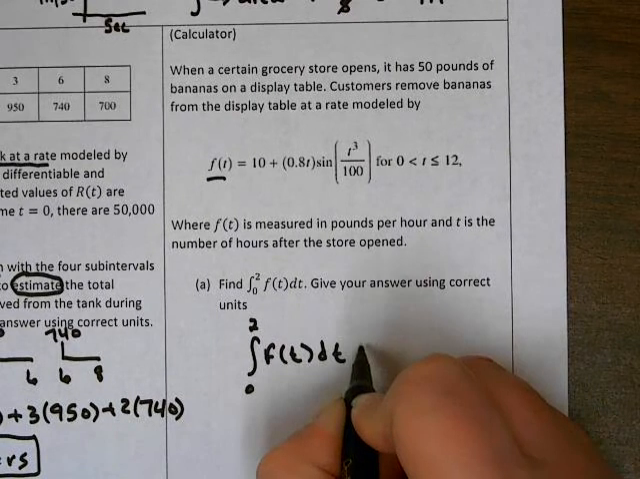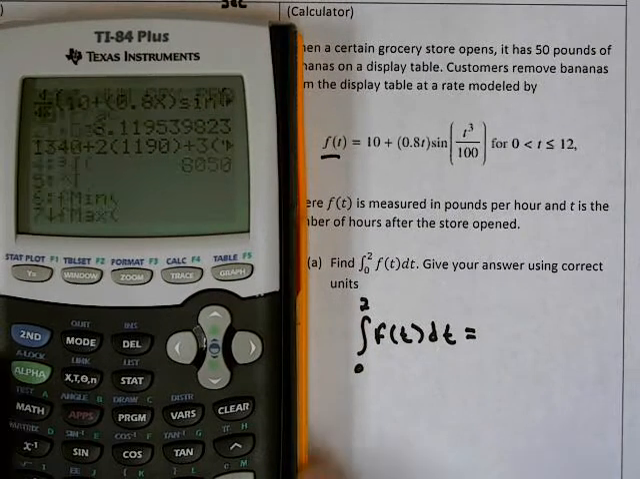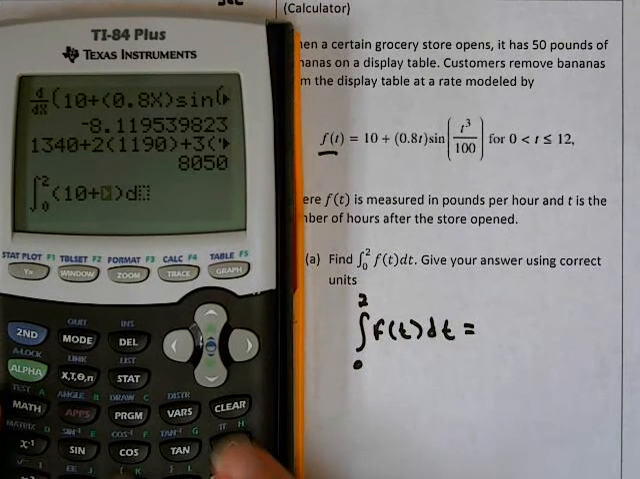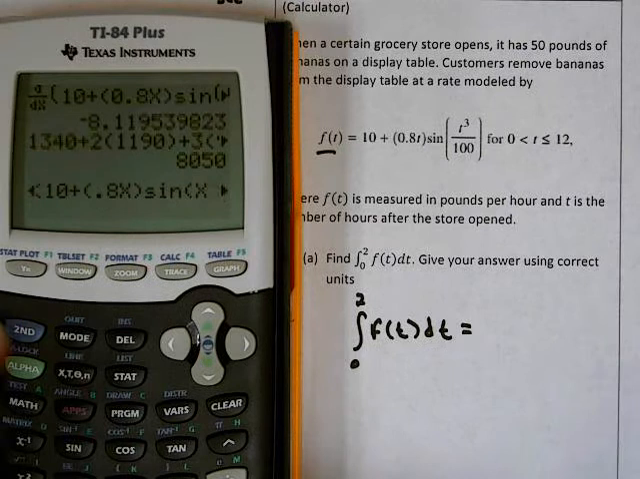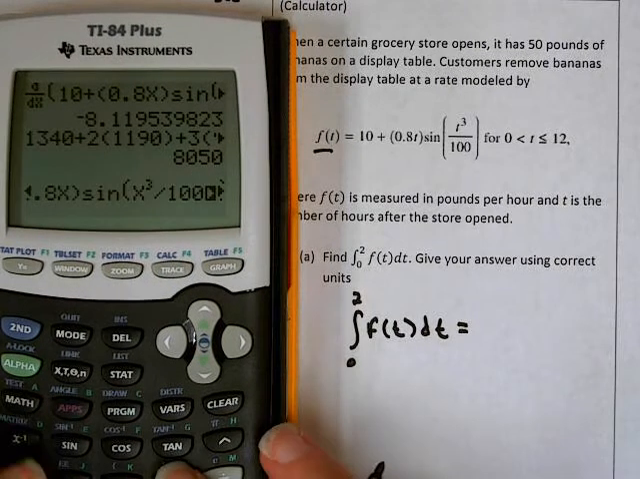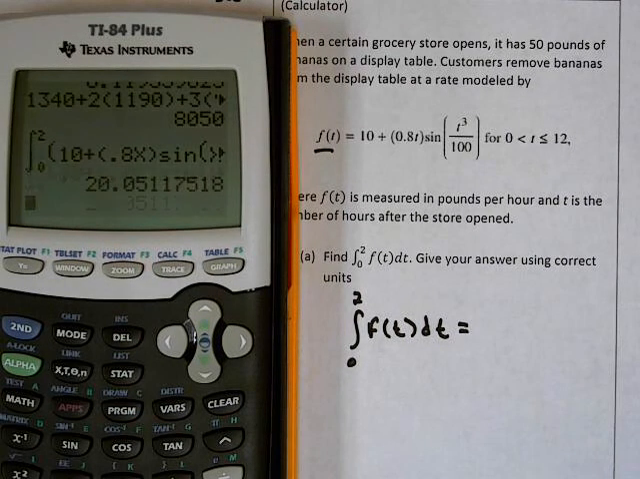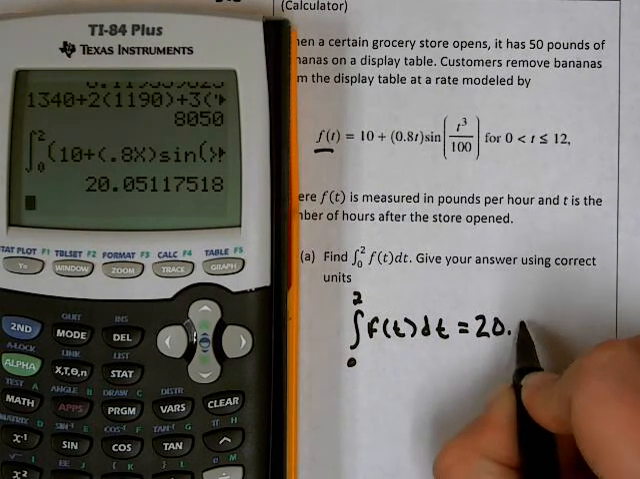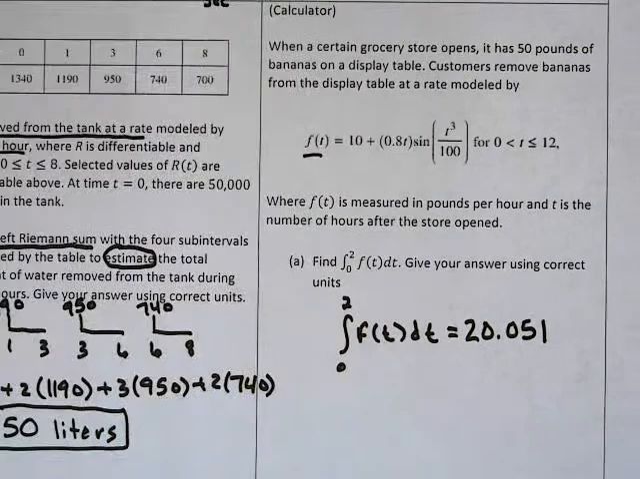And to do this, we're going to use our calculator, all right? So if we go to math and we pick option number 9, it's going to give us an integral. So we want the integral from 0 to 2 of 10 plus 0.8x sine of x to the third divided by 100. And we want to differentiate with respect to x, and we can go ahead and hit enter. So we get, again, rounding to 3 decimal places, 20.051. And now we need to think about the units that go along with this.